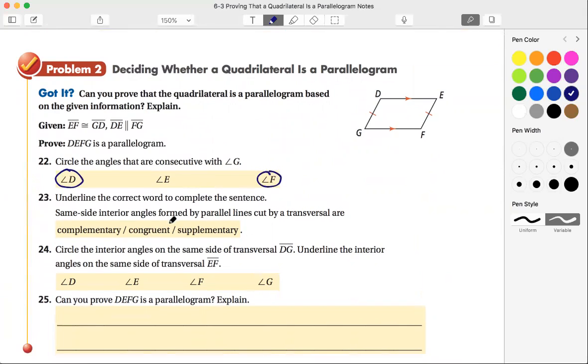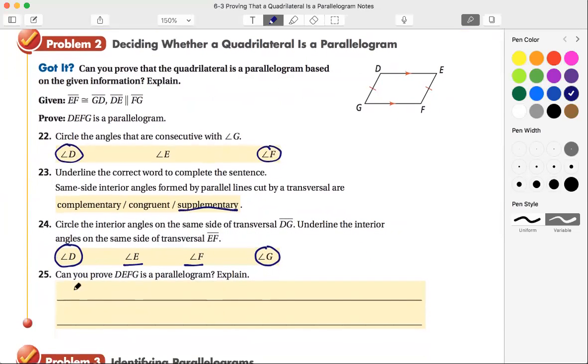All right, same side interior angles formed by parallel lines cut by a transversal are supplementary. Okay, so underline the interior angles on the same side of the transversal and circle the angles on the same side of transversal DG. So D and G are the interior angles of transversal DG, and E and F are on the same side of the transversal. So can I prove that this is a parallelogram?